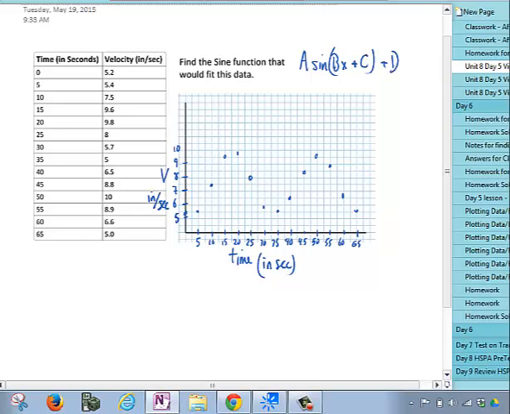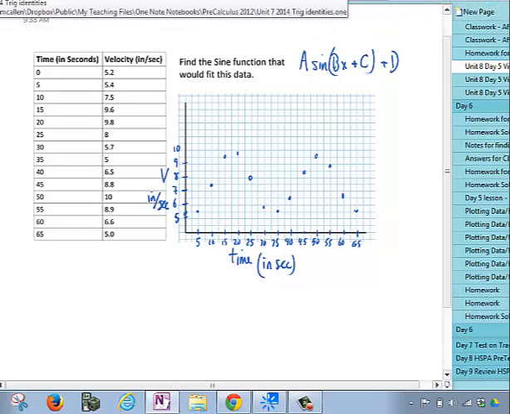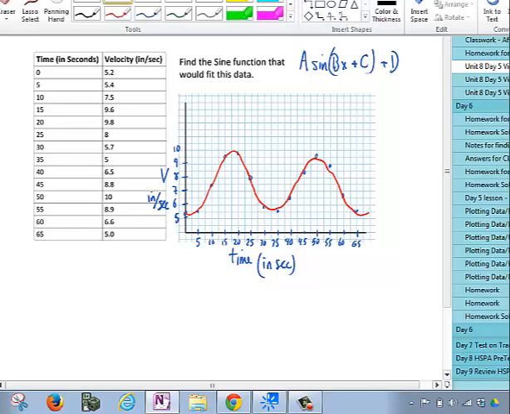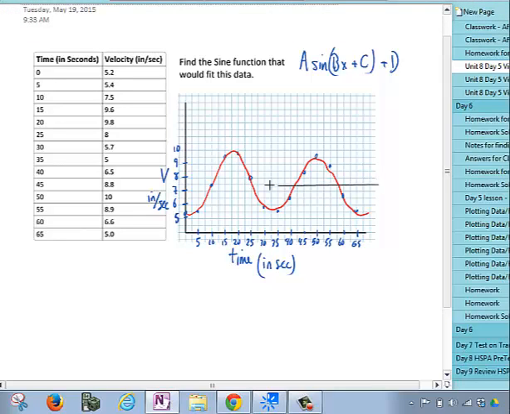In doing so, remember the first step that we always do is we should try to draw through the data what that function would look like. I see that I have a function that's going up and down, kind of like a sine wave, with upward and downward concavity. Now I'm going to draw an estimate for where I feel the midline is for the function.